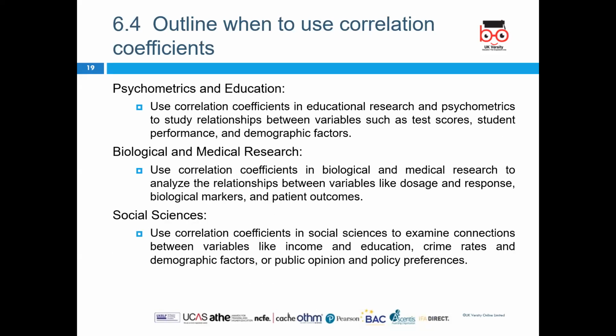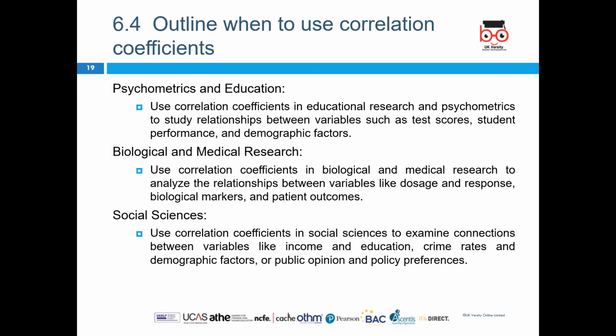And the next application of correlation coefficients is in psychometrics and education. For example, in educational research and psychometrics, correlation coefficients can be used to study the relationship between variables such as test scores, student performance, and demographic factors. For example, regarding demographic factors, you can assess whether people coming from, say, Japan may score higher in mathematics as compared to students from UK. That could be one of the ways in which you can use correlation coefficients.